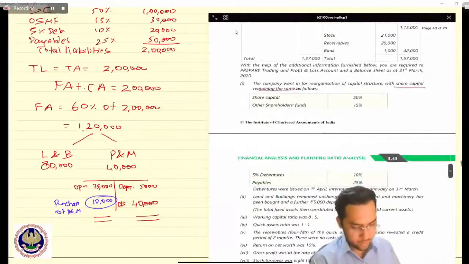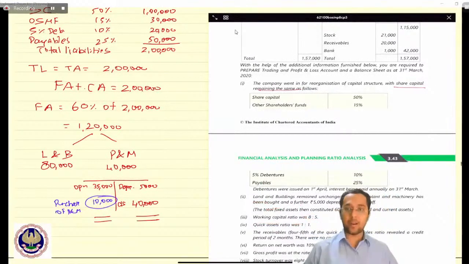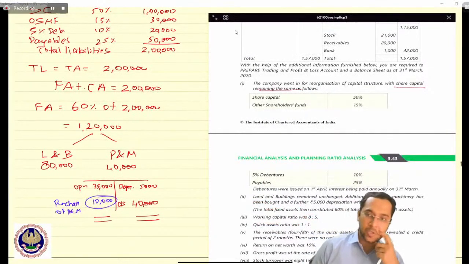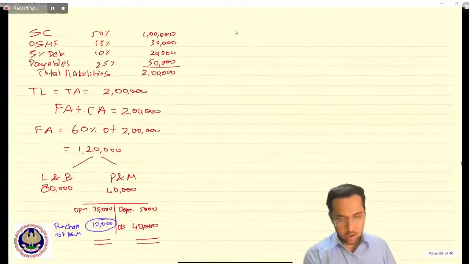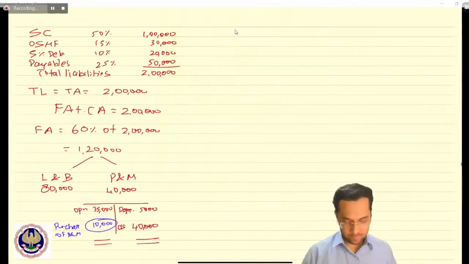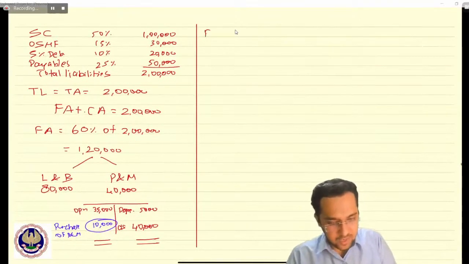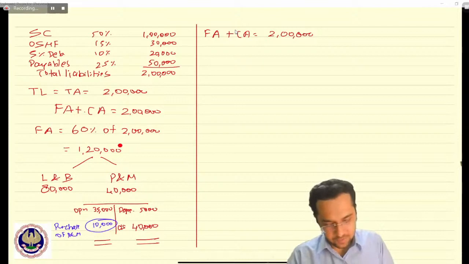Then we've got almost all the information from here. Using the other one, the working capital ratio is stated to be 8:5. So we'll have to look into the working capital area now. We definitely know how much our fixed assets are. Fixed assets plus current assets, we know, is 2 lakh. Out of which fixed assets we already know are 1,20,000. 1 lakh 20 plus current assets is 2 lakh.